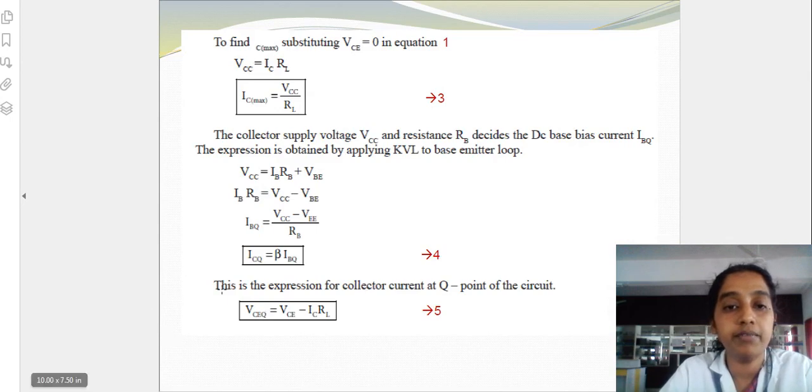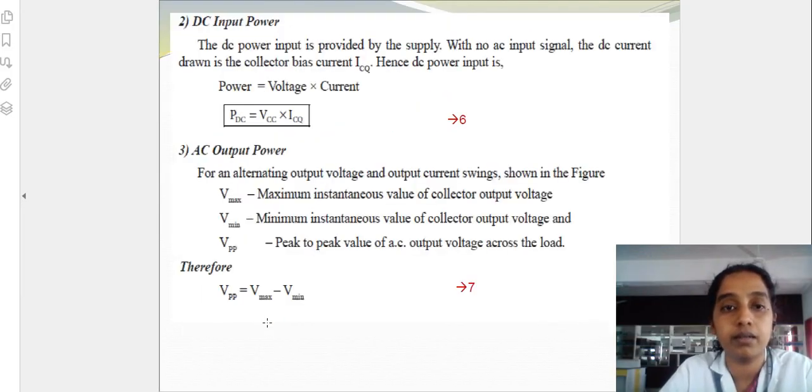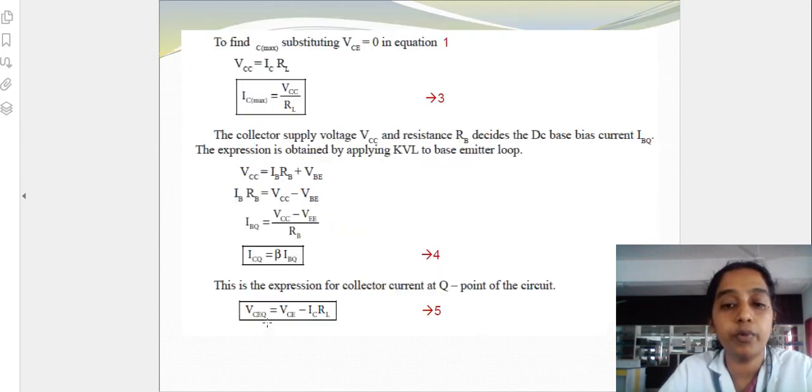Then writing KVL to the input circuit, VCC is equal to IB RB plus VBE. I can calculate the value of the base current, and from the base current IB I can calculate the collector current, from which VCEQ. If I know the ICQ value and the VCEQ value, I can find the Q point on the DC load line. So we can calculate the Q point here.